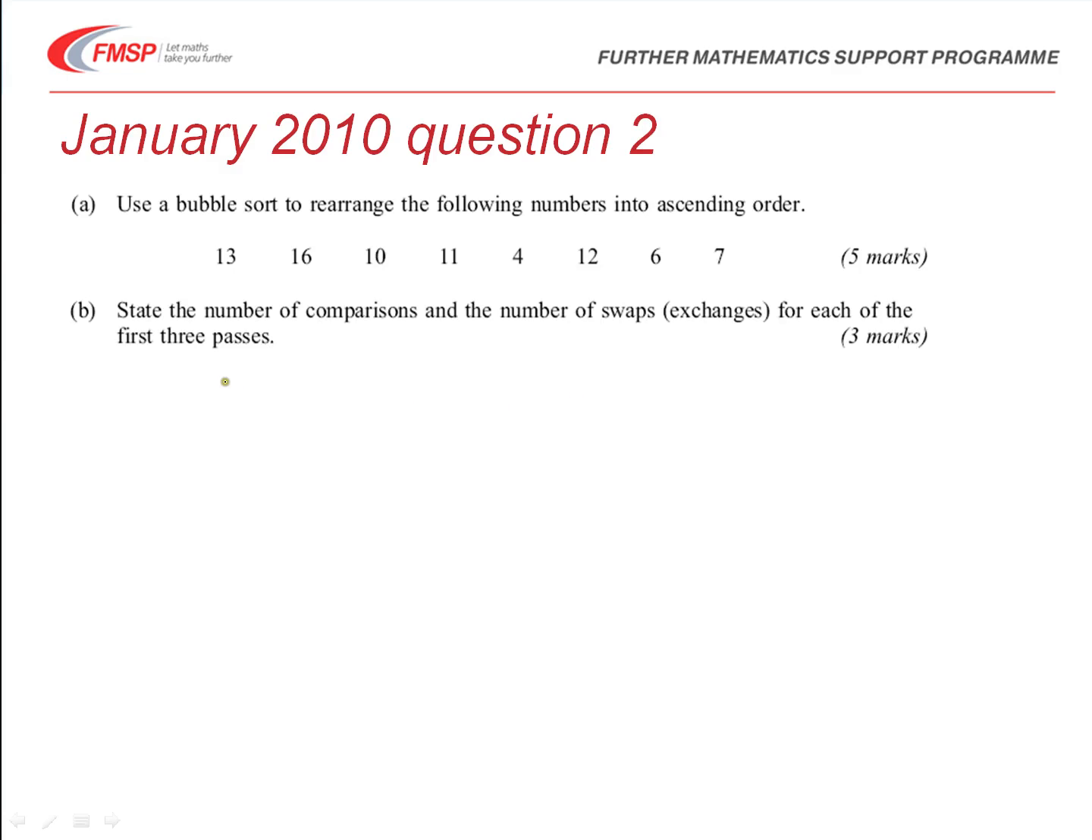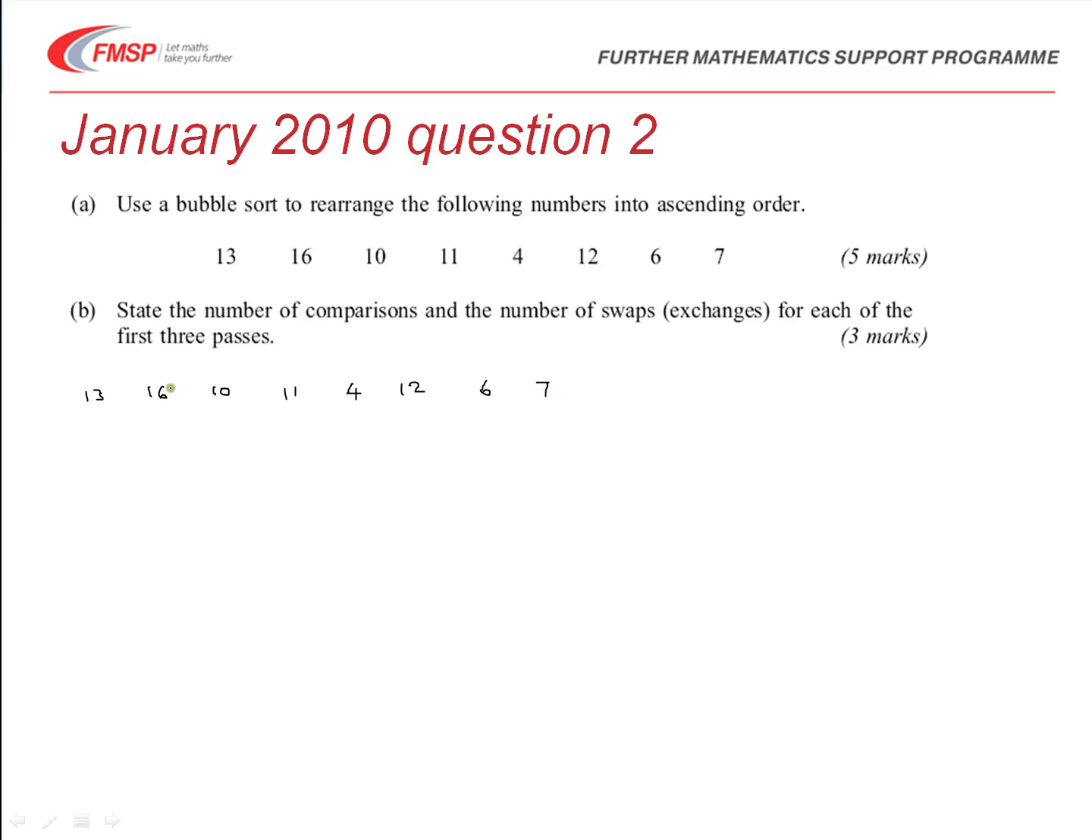Well, from the initial positions, which we have 13, 16, 10, 11, 4, 12, 6 and 7.